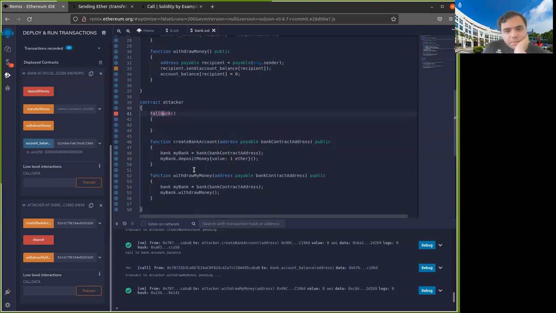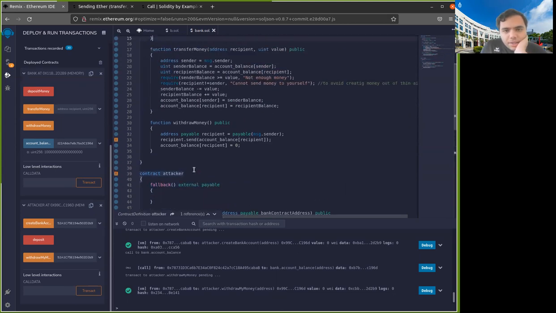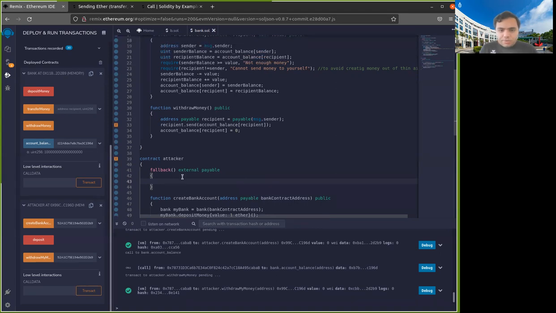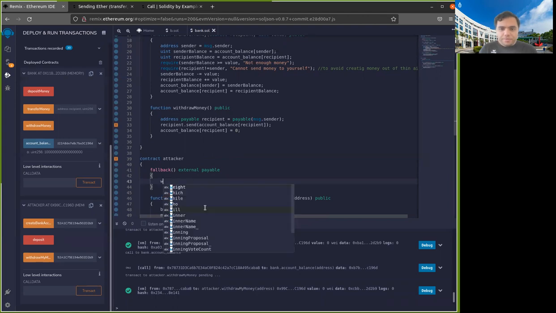So if I have a fallback function here, and it has to be external payable, when I withdraw my money, the bank sends me the money, and by definition, when the money is sent to this attacker contract, the fallback function of the attacker will be called. Now, normally this wouldn't be a problem, but the attacker can actually write some extra malicious code in the fallback. So here's what I can do in my fallback. I can say I want to withdraw money again, right?